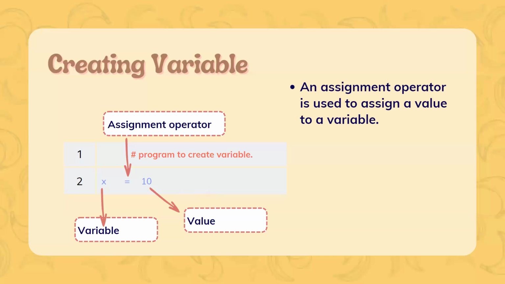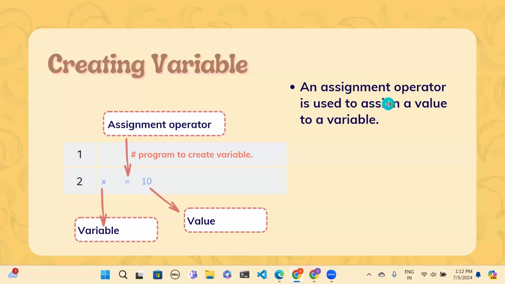A variable is like a container to hold something. The variable x holds the number 10. In programming this is called a value. The assignment operator is used to assign a value to a variable.